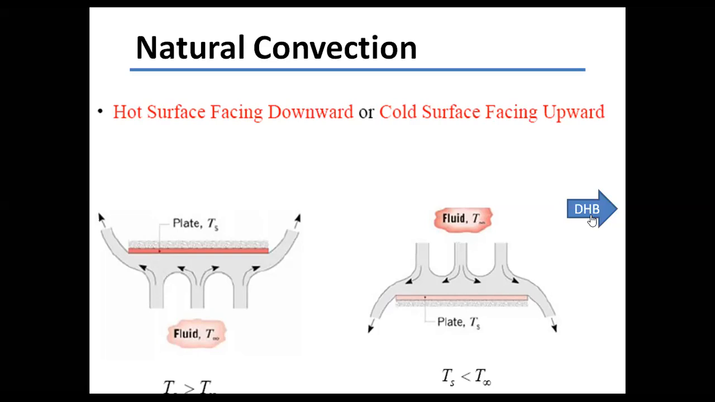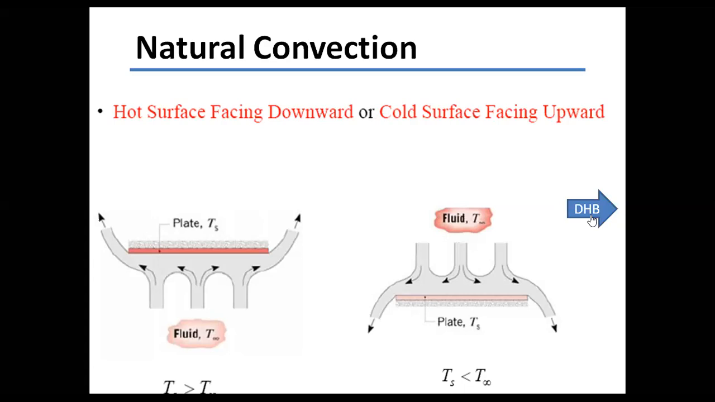Similarly, suppose there is a constant heat flux, then the equations are different here. They are listed here: horizontal plate, heated surface up, subjected to a constant heat flux. Then you have heated surface down, constant heat flux. Like this, there are different sets of equations available. You can make use of these equations and try to solve them.